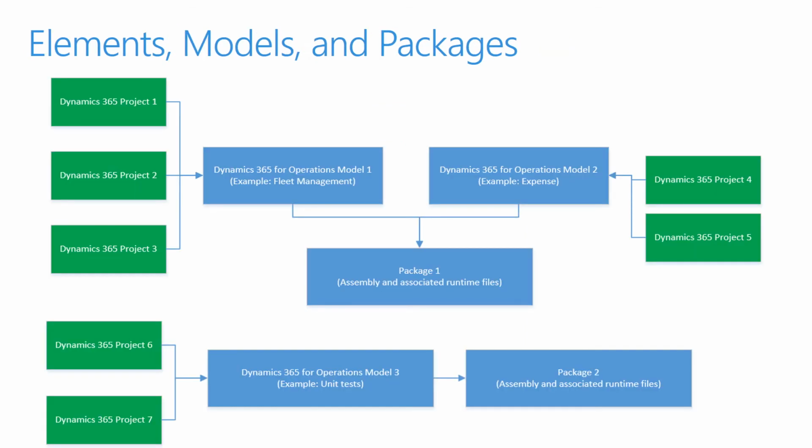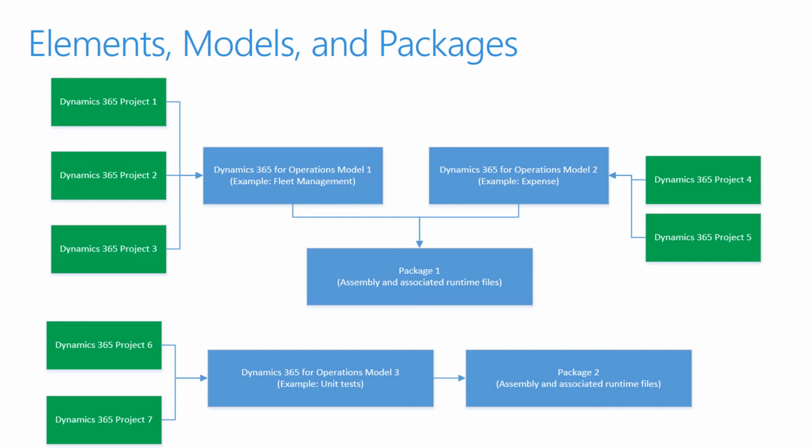Elements in Dynamics 365 for Finance and Operations are the objects that reside in the AOT in the Application Explorer. Some examples of elements are tables and forms. Collectively, the elements are what define the system and dictate what the users will see and experience on the front end. Elements can be customized once they are added to a specific project in Visual Studio.